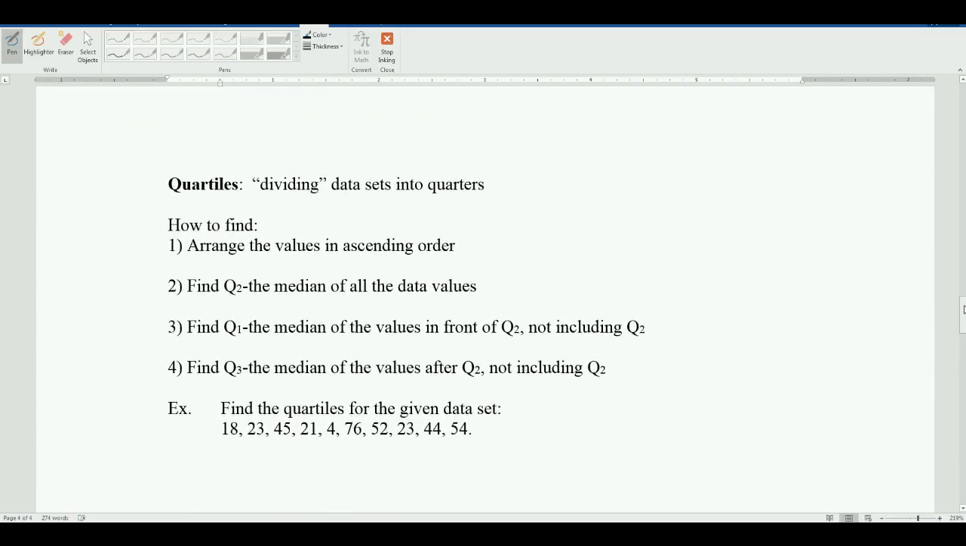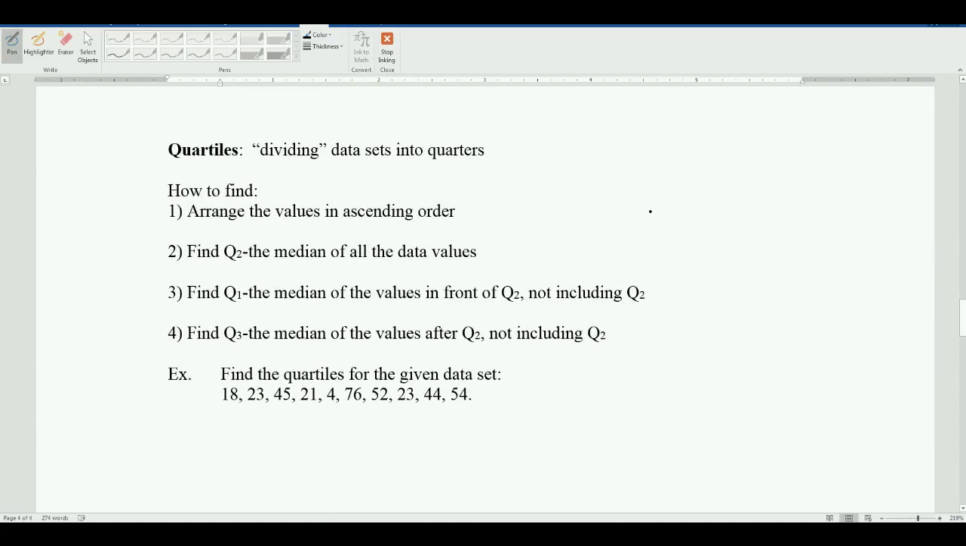Quartiles. All quartiles do is divide the data up into 4 sets. And to divide something up into 4 sets, how many breaks do you need? Well, that gives me 3 sections, 1, 2, 3. That gives me 1, 2, 3, 4. So that's 4 sections. This is Q1, that's Q2, and that's Q3. Q2, if you take a good look at this, is the actual median. So you're going to find the median of all data values, and that's going to be your Q2.